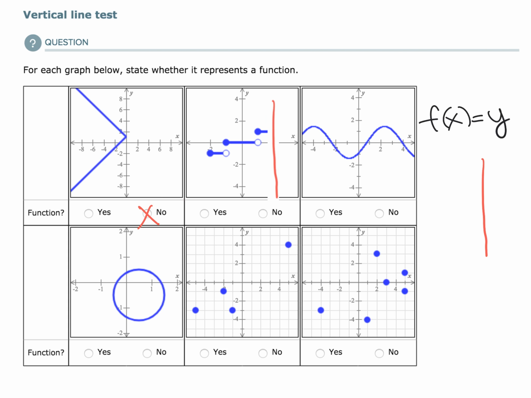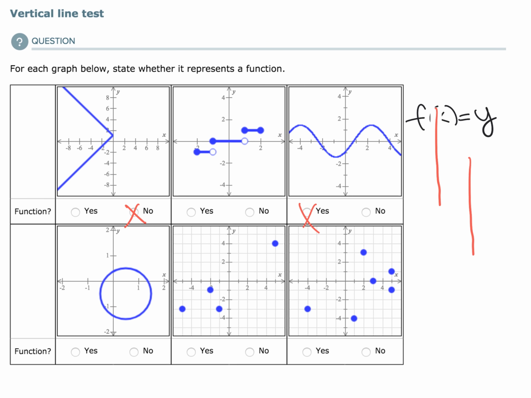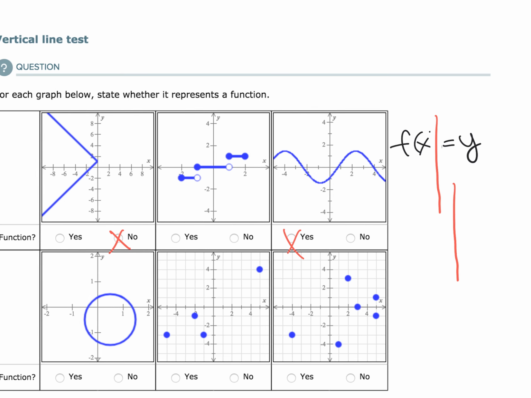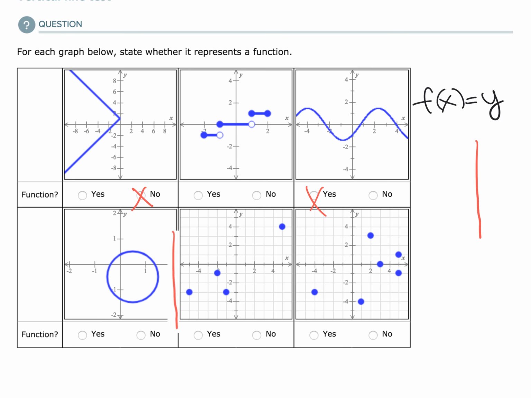Okay, let's skip this one for a second. Here, my vertical line is passing without a problem. You see that? There's no place on here that the vertical line hits two spots. So yes, that is a function. Okay, let's move down here. I know we skipped one. We'll come back to it. Where's my vertical line? There it is. Look, the vertical line hits in two spots, that's a problem. So that's not a function.